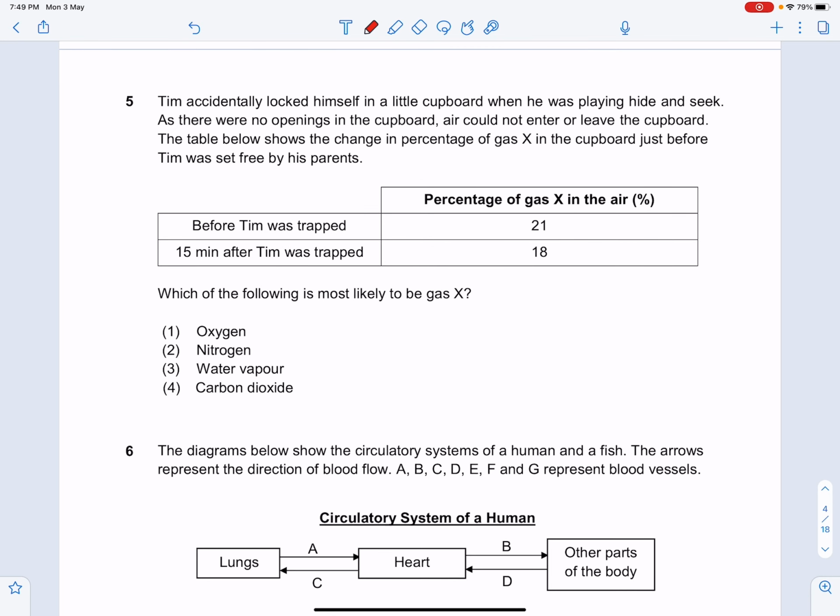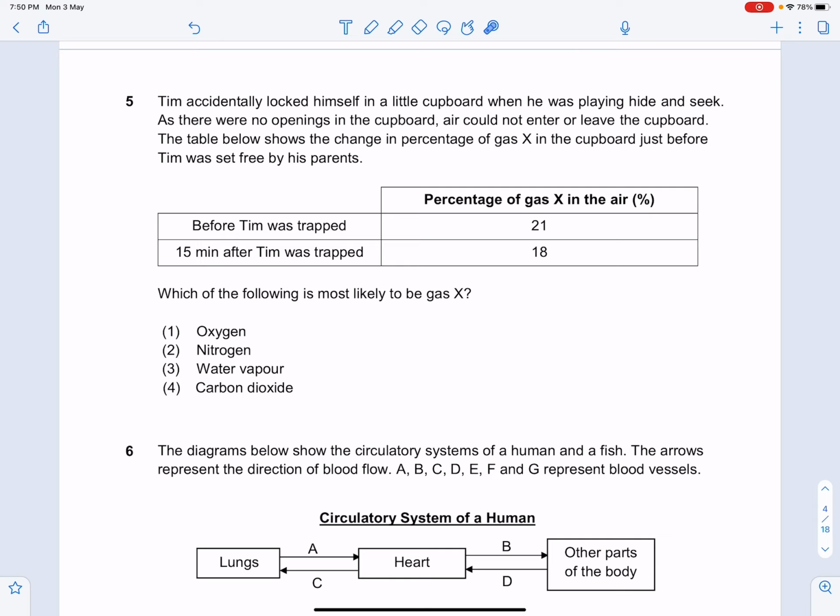Tim accidentally locked himself in a little cupboard when he was playing hide and seek. As there were no openings in the cupboard, air could not enter or leave the cupboard. The table below shows the change in percentage of gas X in the cupboard just before Tim was set free by his parents. Now, one look at it, I see percentage of gas X in the air. This question signals to me with these words that it's going to be a question on the respiratory system. Alright, it's got to do with composition of air and respiration.